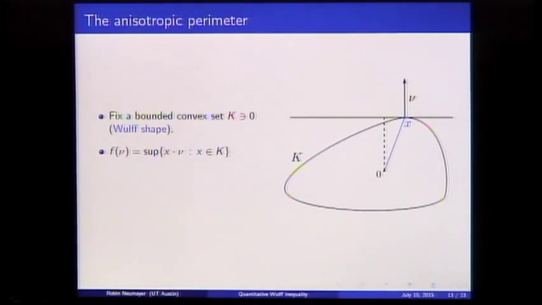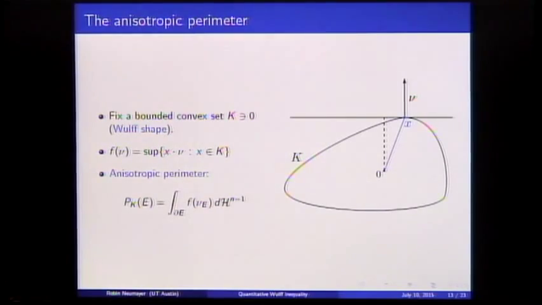with normal nu. So, okay, given this, let's define the anisotropic perimeter, which is denoted by P sub K of E, and we get it by integrating over the boundary of E, f of nu_E. Nu_E is the outer unit normal of our set. So take a minute and note, if we choose our Wulff shape K to be the ball, then f of nu is just the Euclidean norm, and this K perimeter reduces exactly to our standard notion of perimeter.